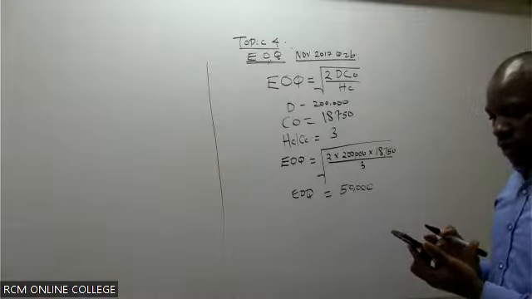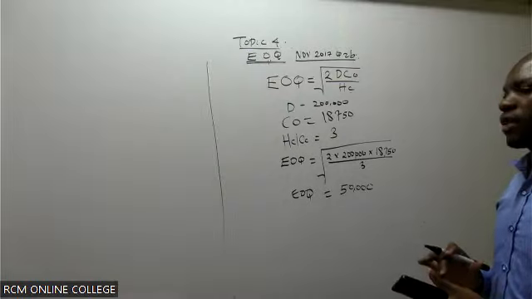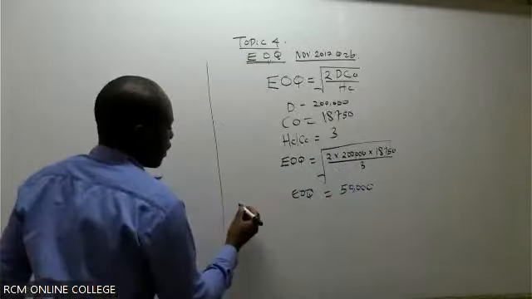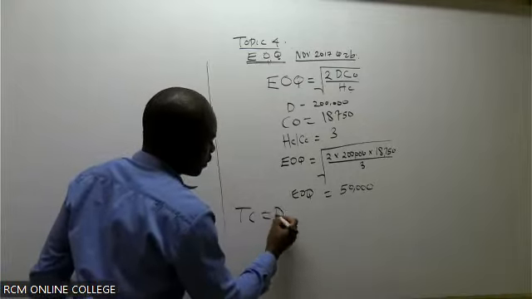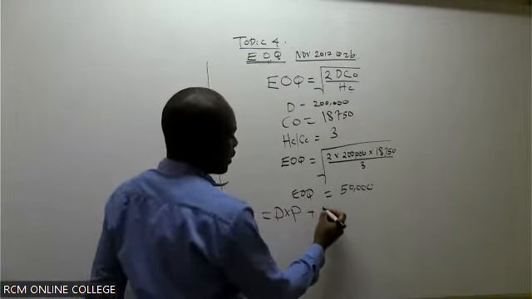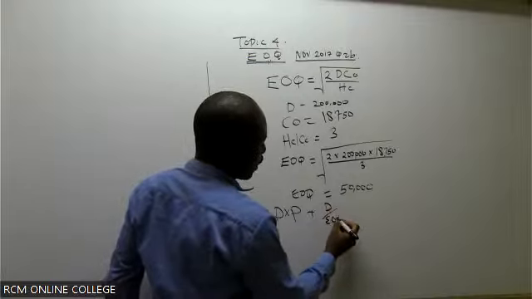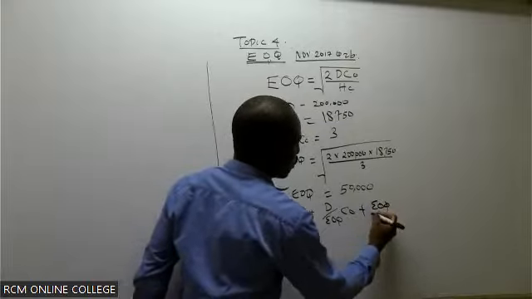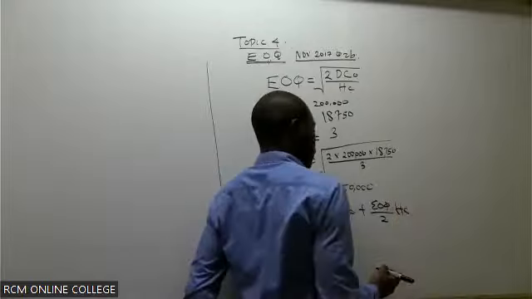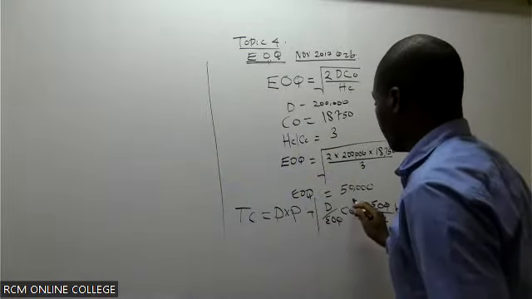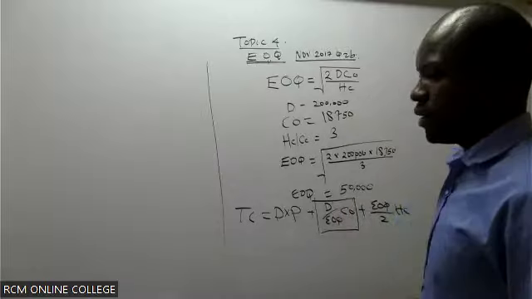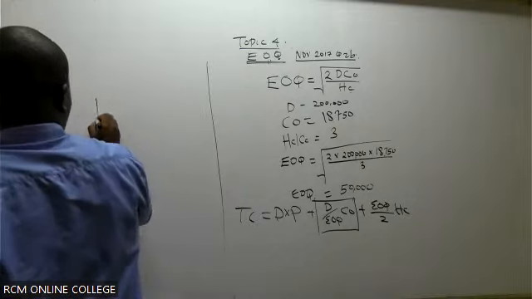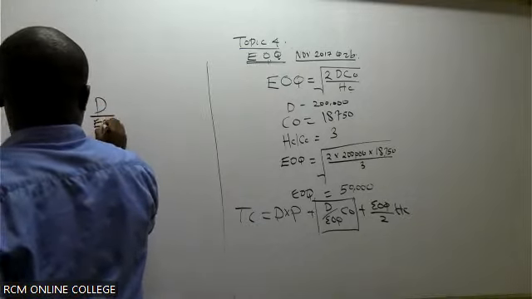Then the number of orders to be placed per year. Remember what I said? We said that total cost is equal to demand times price. Then to that you add demand over economic order quantity multiplied by ordering cost plus economic order quantity divided by 2 multiplied by holding cost. So I want us to just pick this portion. Demand divided by economic order quantity.